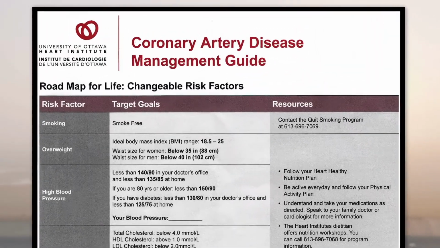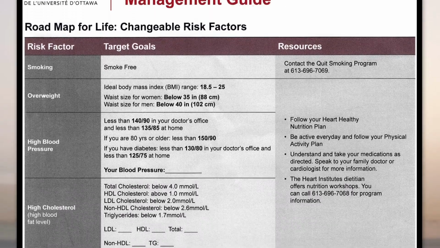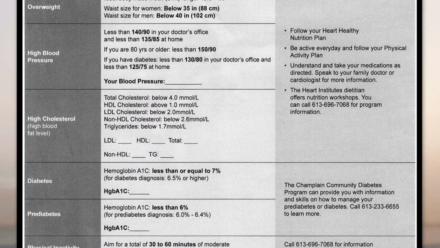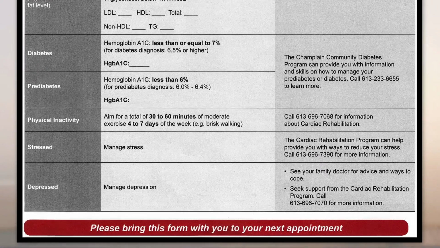The Roadmap for Life Changeable Risk Factors sets out goals for key risk factors and resources to help you achieve them. The roadmap has space for you to note your results and compare them to the goals. Bringing the roadmap with you to medical appointments will help you reach your goals.